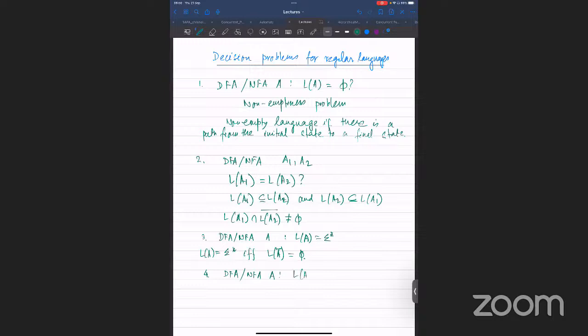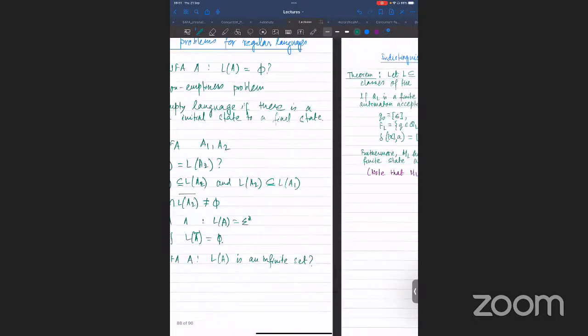Okay, so suppose you are given a DFA or NFA A again. How do you check if the language of A is an infinite language, so an infinite set? That means it has infinitely many strings. How do you check that? You should check for a loop, and wherever there is a loop, there should be a path to the final state also. And the loop should also be reachable from the initial state, correct? So I think this is going to do.